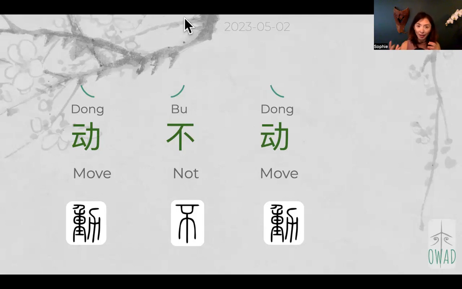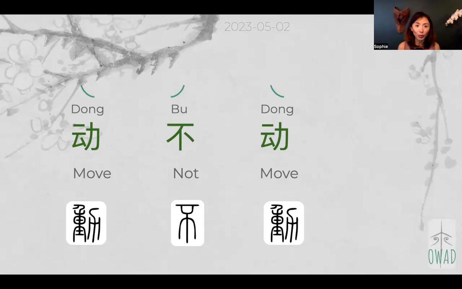You can combine this structure, with the negation in the middle, with many different kinds of verbs. You can say 买不买? Do you want to buy it or not? 走不走? Do you want to go or not? 看不看? Do you want to see it or not? So it's kind of a "do something or not" structure in English.